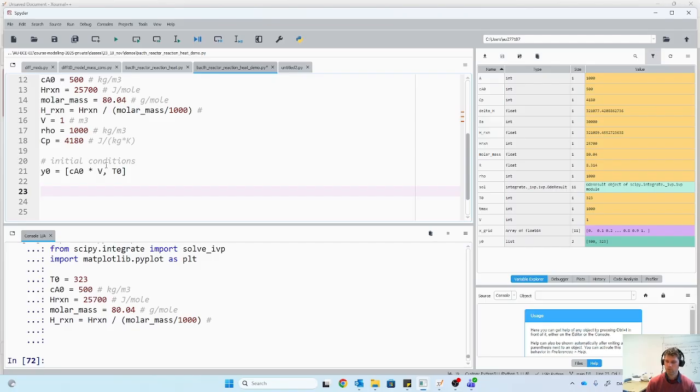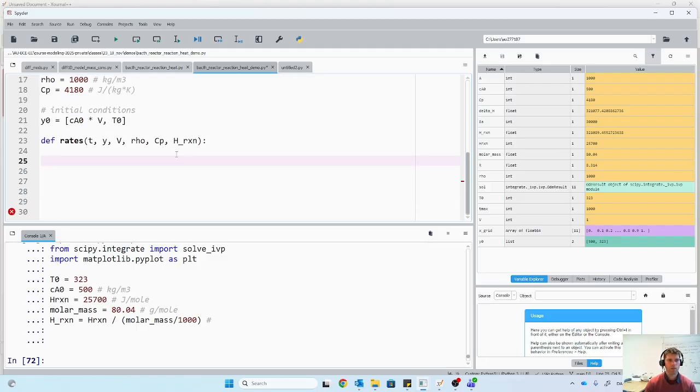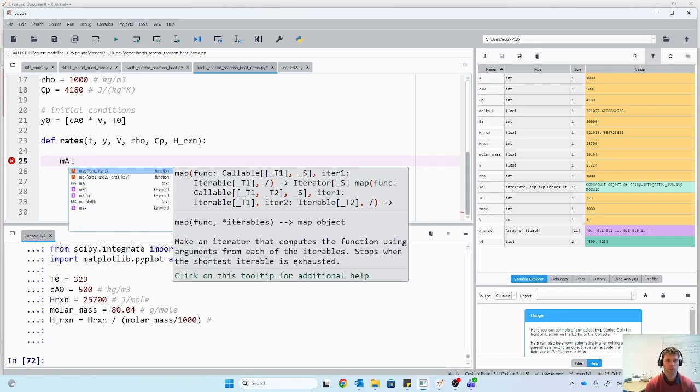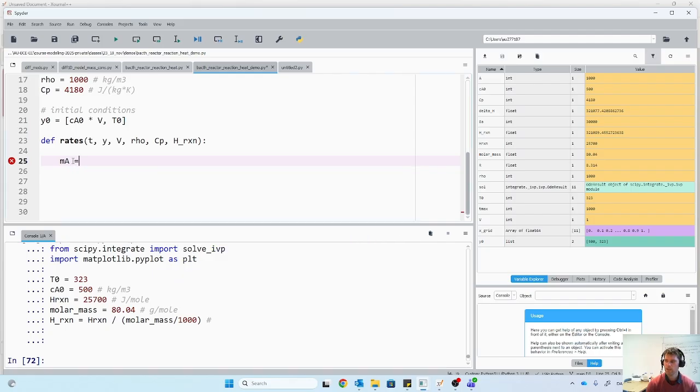Now we are ready to define our rates function. So we always have t and y. We have V, rho, Cp and HRXN. Good. The first thing we can do is to make it a little easier for ourselves. We extract the state variables from our y. So the mass of A is the first state variable in y, and the temperature is the second one.